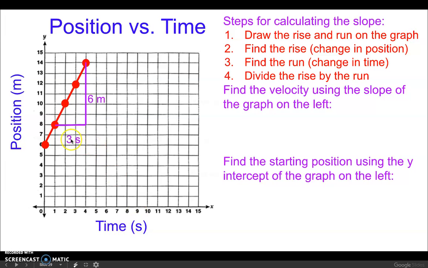Okay? So then our last step is going to be divide the rise by the run. So we're going to divide 6 meters divided by 3 seconds. And we're going to end up with 2 meters per second.